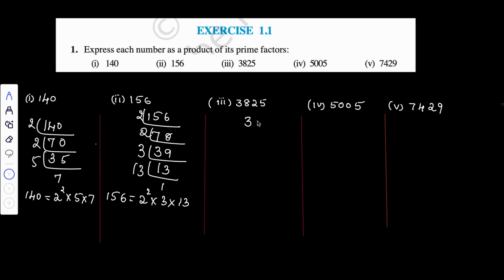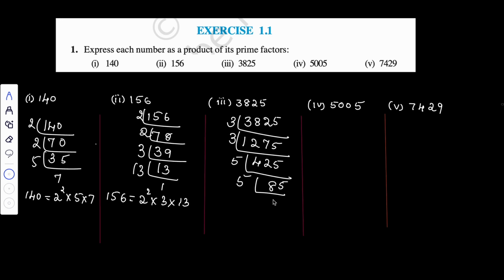Next question is given 3825. We can divide by 3. It goes 1275. Again we can divide by 3, 425 times it goes. Again we can divide by 5, it goes 85 times. So we can divide by 5, it goes 17 times. So 3825 is equal to 3 square into 5 square into 17.